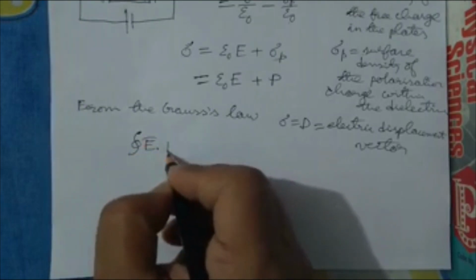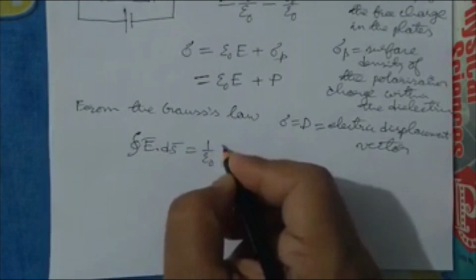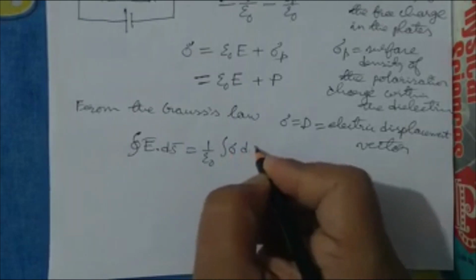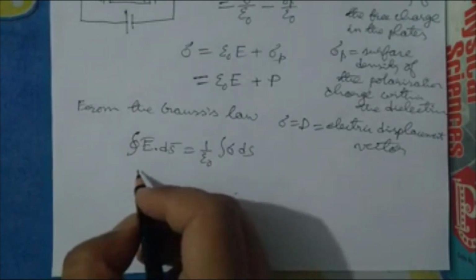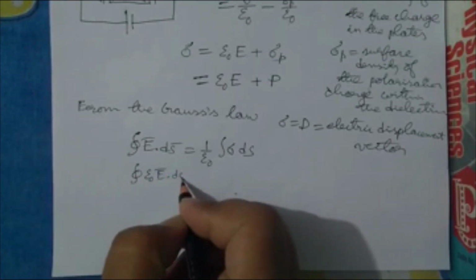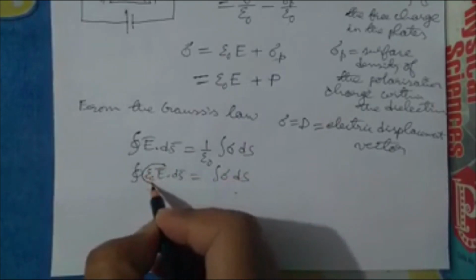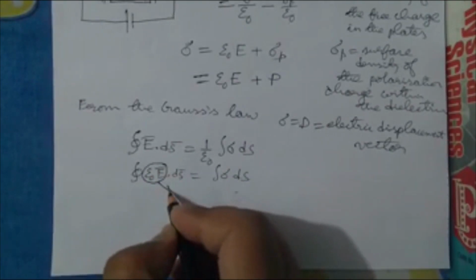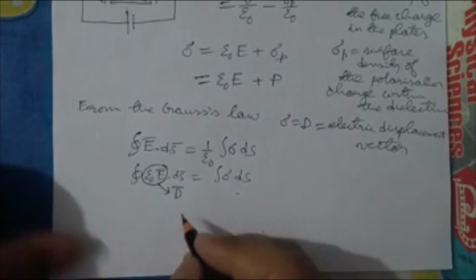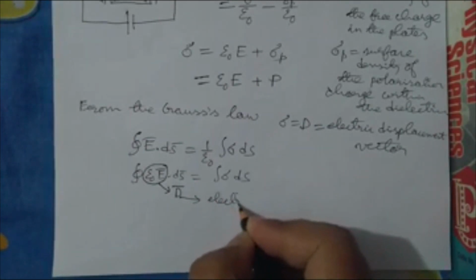Closed loop integral of E dot ds is equal to 1 by epsilon naught into charge enclosed. Charge enclosed, you can write it like this, sigma into ds. So from here you can write, closed loop integral of epsilon naught into E dot ds is equal to integration of sigma into ds. Now epsilon naught into E is nothing but the electric displacement vector, or the electric flux density.